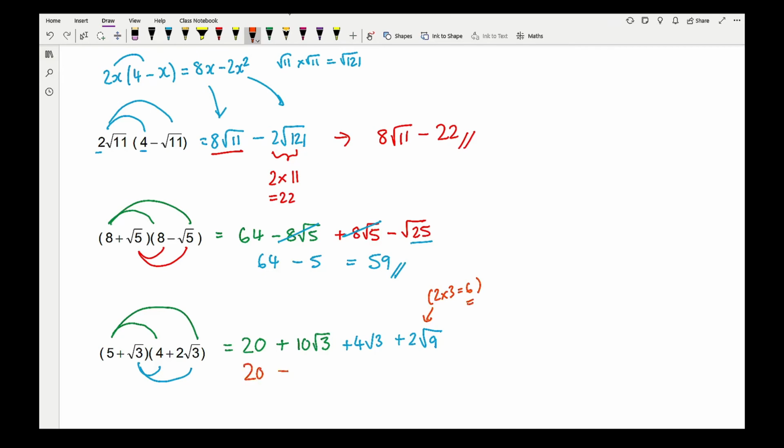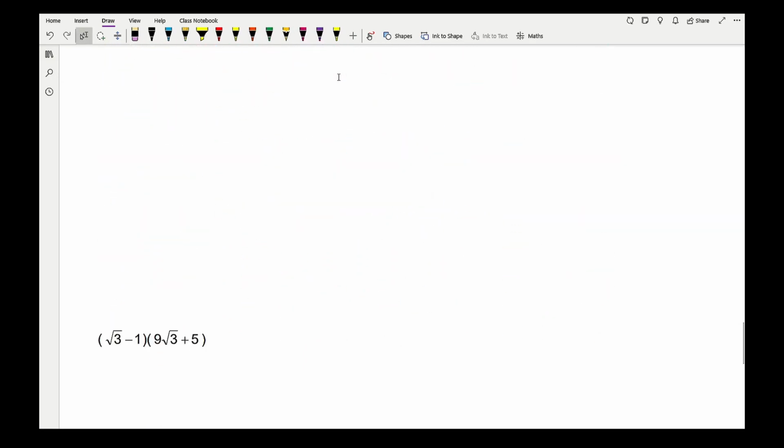So from this I've got 20 plus, now if I join these two things together, as you can see the surds are the same, so I've got 10 root 3 plus 4 root 3 leaves me with 14 root 3. And here I've got 6. And that leaves me with a final answer of 26 plus 14 root 3. And there is my final answer. So moving on to the next set of questions.